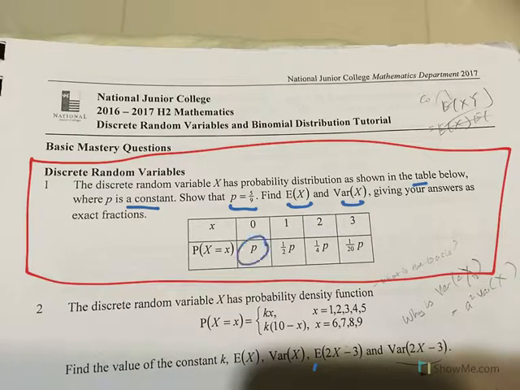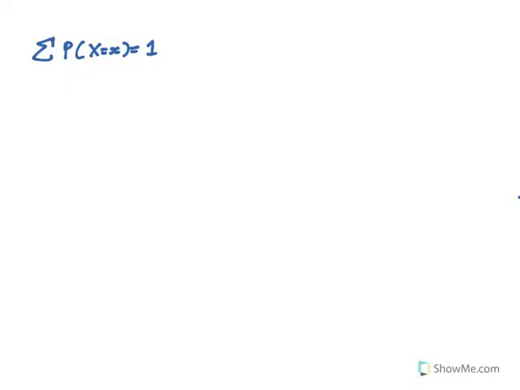What is the summation of all probabilities? Basically we're just summing up all these. If I add up all these, it's going to give me 1. That's always true for all probability distribution functions. If you sum up all the probabilities, it's going to give you 1. So I take p, I add half p, I basically just add all the probabilities together, and that's going to give me 1.